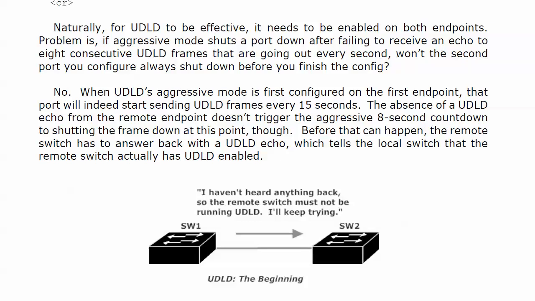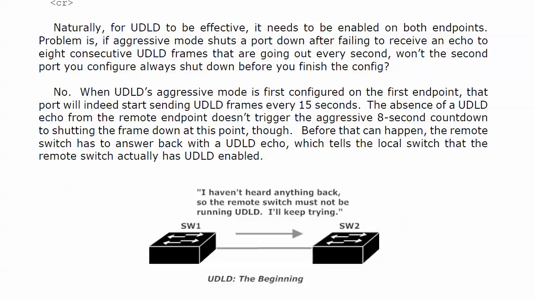Because it's like you go to switch 1 here, you configure it in aggressive mode. Well, then it seems to me like you've got like 8 seconds to get to the other side of that link. It's like, oh, okay, let me type this in real quick or have it ready to cut and paste. But that's actually not what happens. When you enable aggressive mode on the first endpoint, that port does send UDLD frames every 15 seconds, as we'd expect, but the absence of a UDLD echo from that remote endpoint does not trigger that aggressive 8-second countdown to shutting the port down at that point.